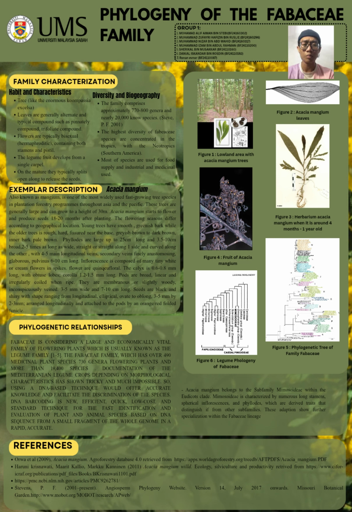Papilionoideae and Mimosoideae are stable monophyletic clades, while Caesalpinioideae is basal and ancestral to both. It displays Acacia mangium in Mimosoideae, which shows evolutionary specialization like the development of phyllodes, reflecting the family's evolutionary history.